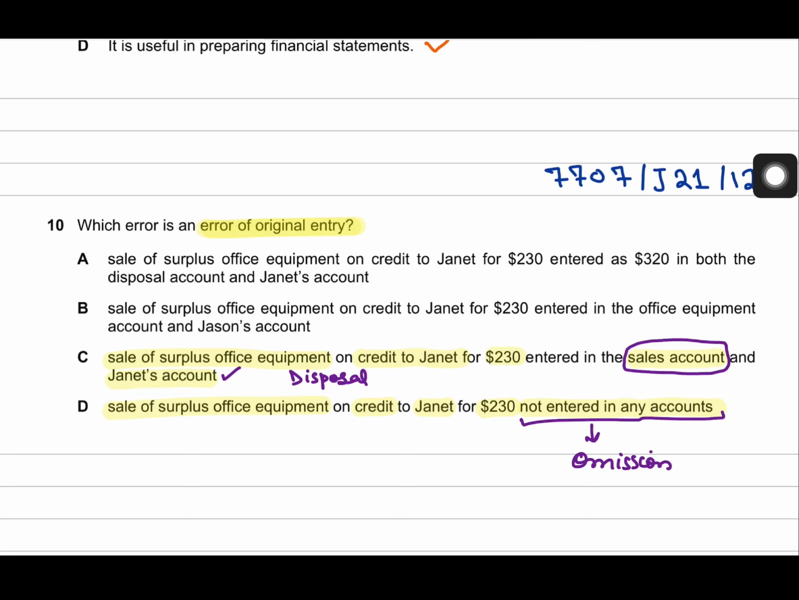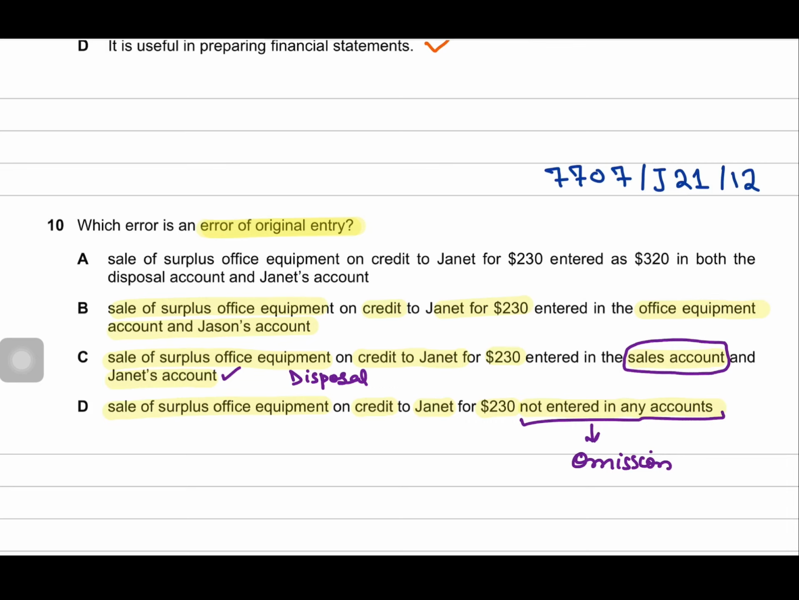Option B. For error of original entry, you just have to see whether the amount that was recorded in the day book or in the T accounts was right or not. The rest everything is correct, but here the account is wrong. Option B says sale of surplus office equipment on credit to Janet for 230, right? Everything is same right now. Entered in the office equipment account and Jason's account.